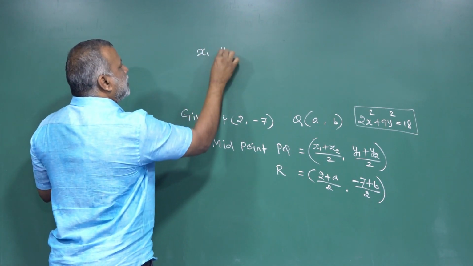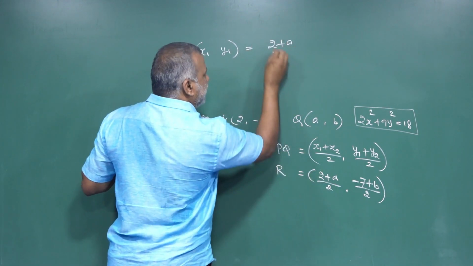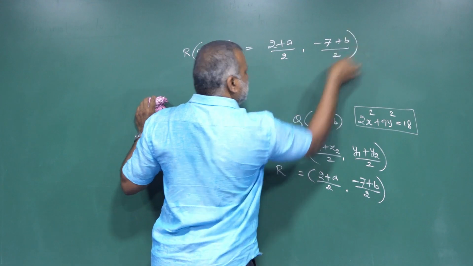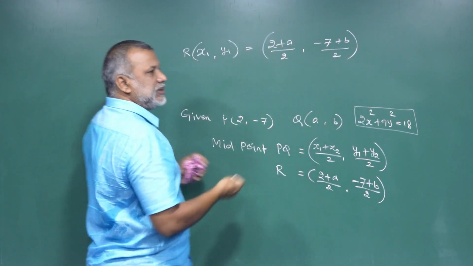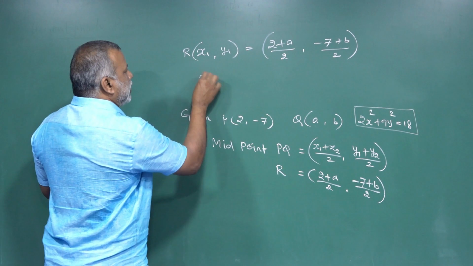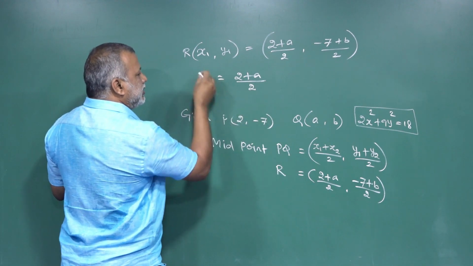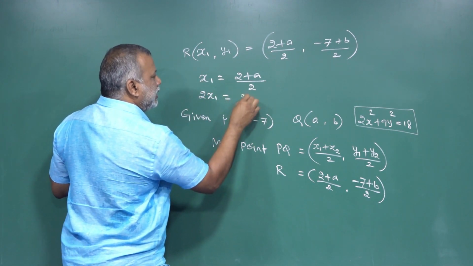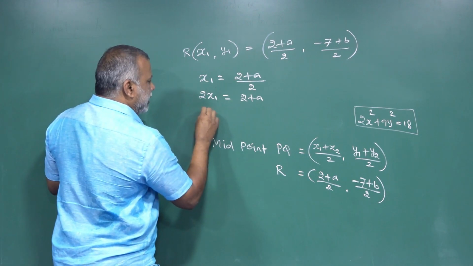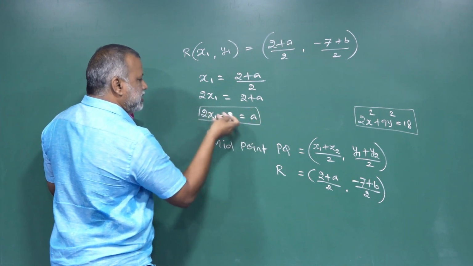So we are going to find the locus of that point R. Say I am giving the name R of (x1, y1), that is equal to (2 plus a) divided by 2, comma (minus 7 plus b) divided by 2. So we can compare these. Now x1 is equal to (2 plus a) divided by 2. Cross multiplying, we get 2x1 equal to 2 plus a. From this we can find the value of a. Therefore a equals 2x1 minus 2.